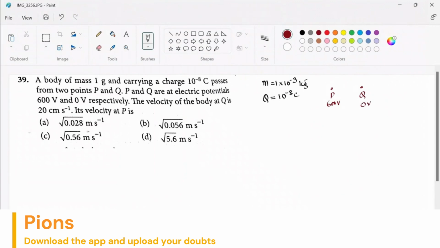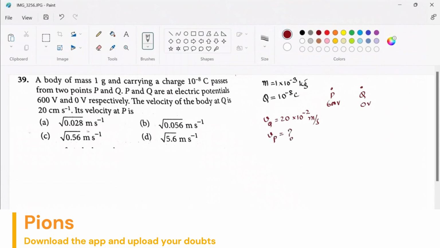The velocity of the body at Q is, so VQ I am writing here as 20 centimeter per second. But here the final answer is in meter per second. So you have to convert, 10 to the power minus 2 meter per second. Be very careful with the units, otherwise everything will go wrong. So you have to find the velocity at P.